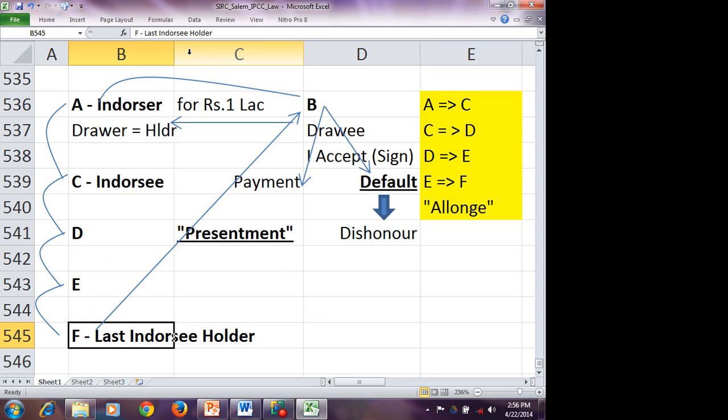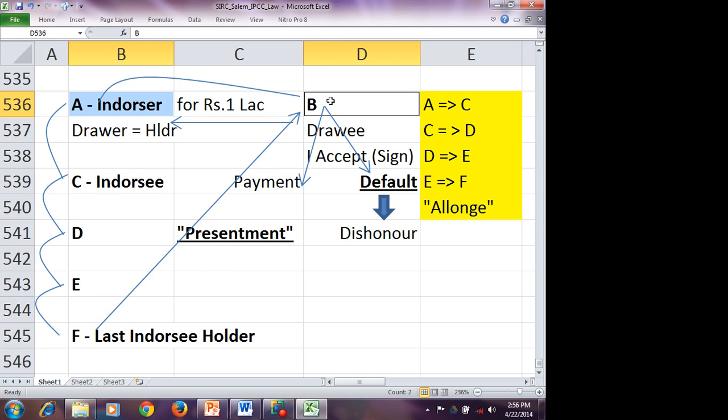F can sue E, his prior party. E can sue D. D can sue C. C can sue A. A can sue B. Can F directly sue B? Yes, he can sue. Even though there was no privity of contract between B and F, there was a contract executed only between A and B.